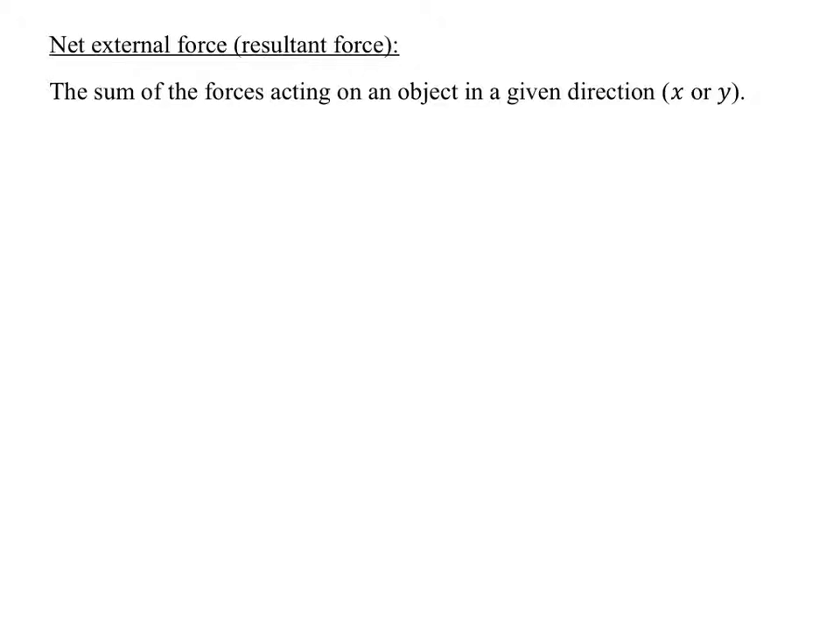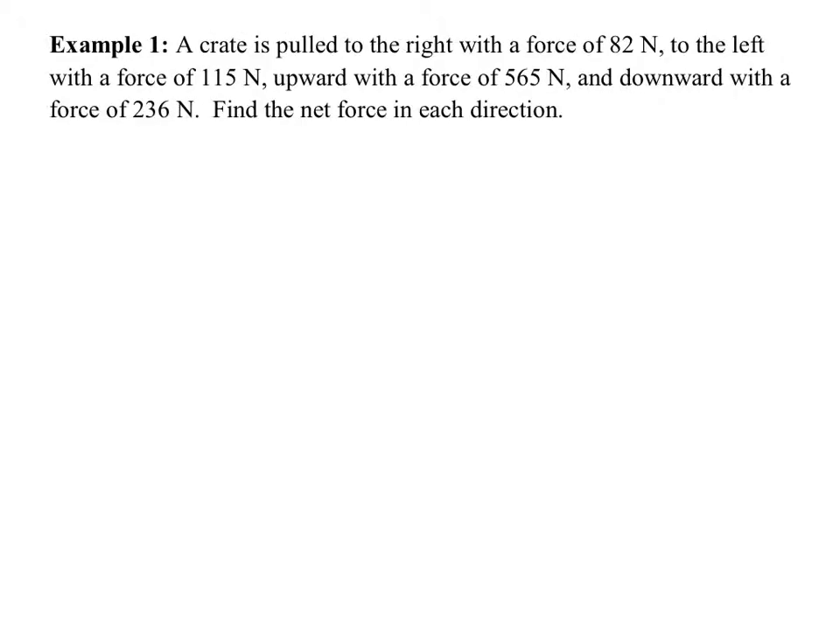So, let's look at an example of this that's quite simple. All right, and then we'll look at some of the more elaborate ones. Take a look at this. Read it nice and loud for us, Jake. The weight is pulled to the right with a force of 8 newtons, to the left with a force of 115 newtons, upward with a force of 565 newtons, and downward with a force of 136 newtons. Find the net force in each direction. So imagine this crate is literally suspended in midair somehow.